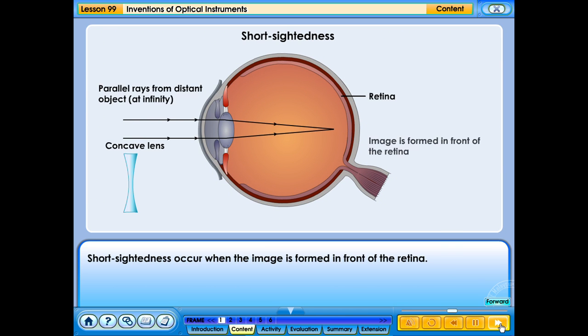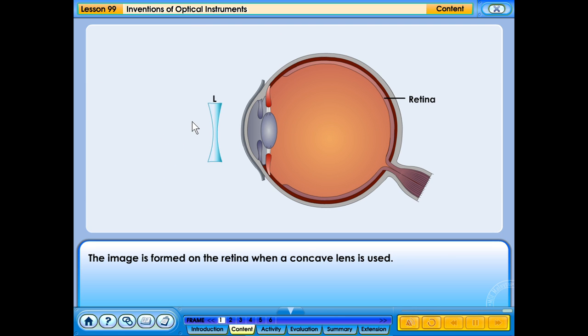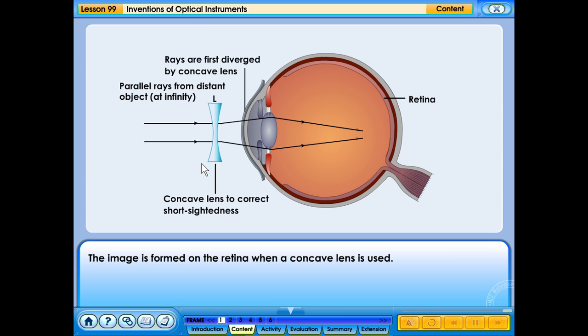Short-sightedness occurs when the image is formed in front of the retina. Distant images appear blurred while near objects can be seen clearly. To correct short-sightedness, glasses with concave lens is used. Drag the concave lens to the front of the eye to observe what happens. The image is formed on the retina when a concave lens is used.